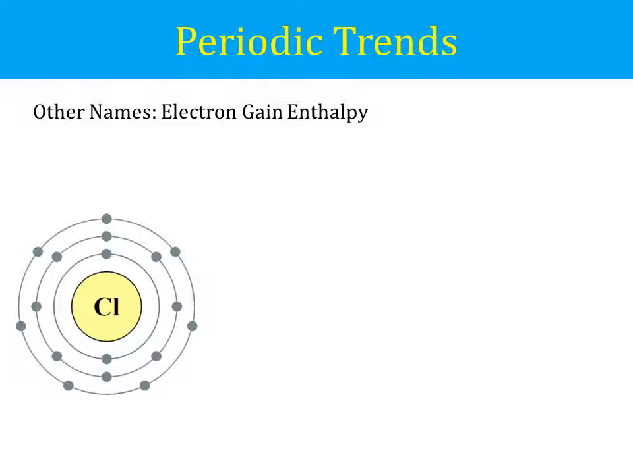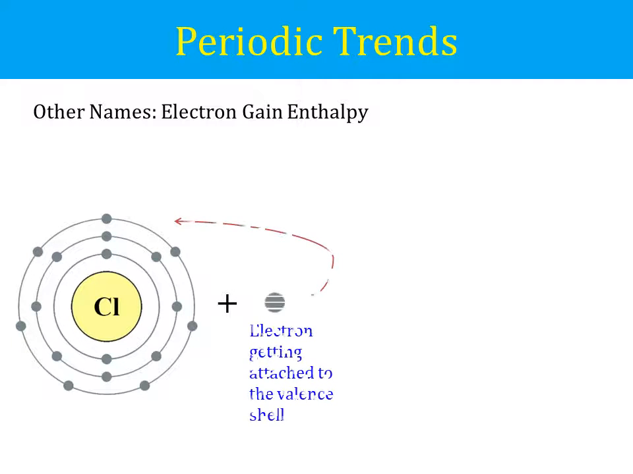All right. So what is chlorine going to do? What is the electron going to do? The electron is definitely going to get added. This electron is getting attached to the valence shell. It's trying to penetrate inside the atom. All right. Then what's the result? If it is trying to penetrate inside the atom, what's the outcome?